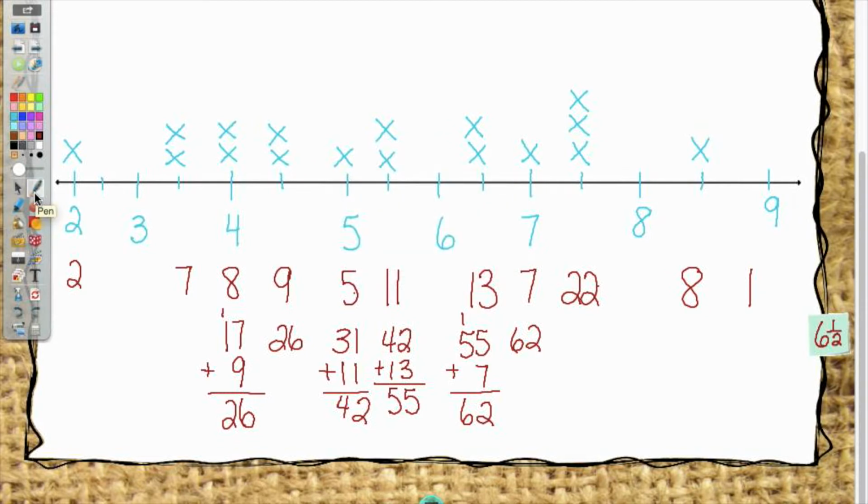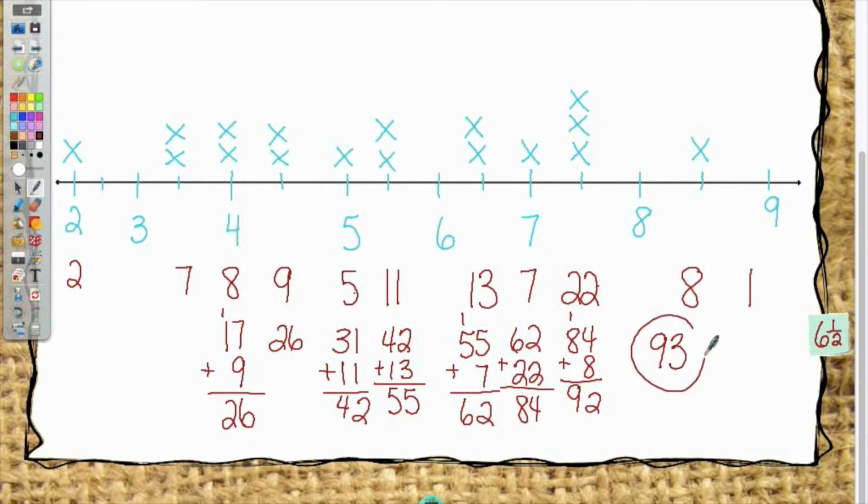Okay, 62 plus 22. 84. Good, we all agree on that. 84 plus 8. 92. Are you doing the math on your paper? Or are you just having me do it for you? And 92 plus 1. So the total of the measurements is 93. Okay? The reason I wanted you to have this experience of adding these up is because on the homework page that we're going to do in class, hopefully, if we have time, you have to add them up, okay? All right, let's keep going.